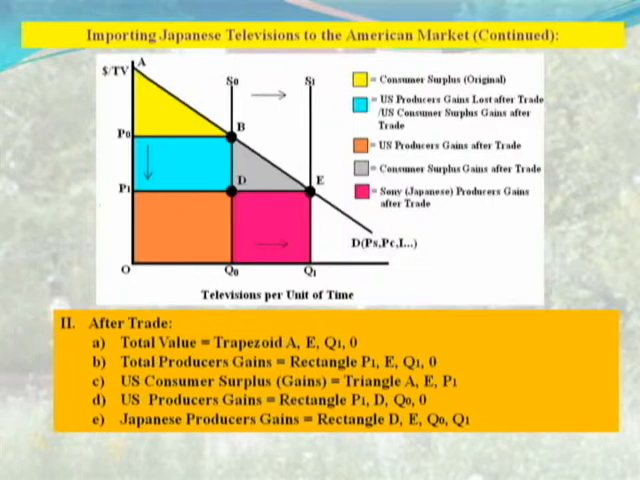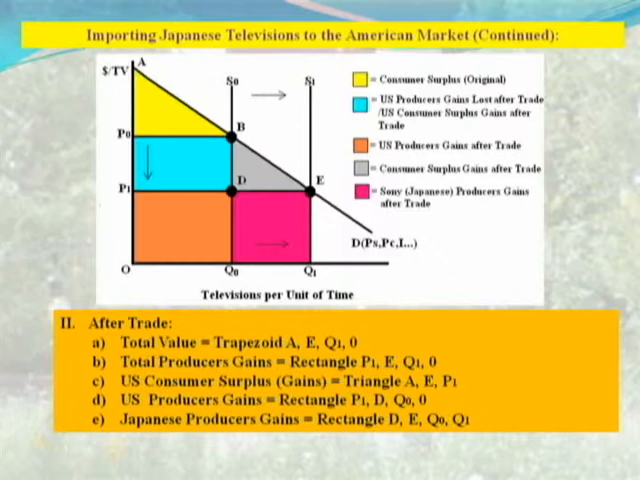The total producer's gains after trade is represented by rectangle P sub 1, which is the lower price now because we've increased the supply of televisions in the marketplace. Point E, point Q sub 1, and point 0 in the lower left hand corner. So the total producer's gains now represents that rectangle.